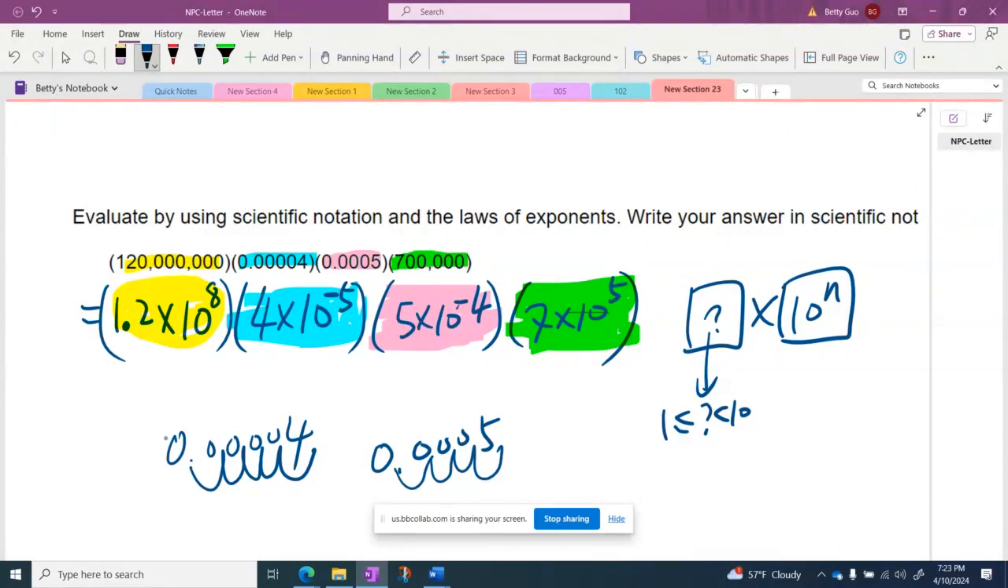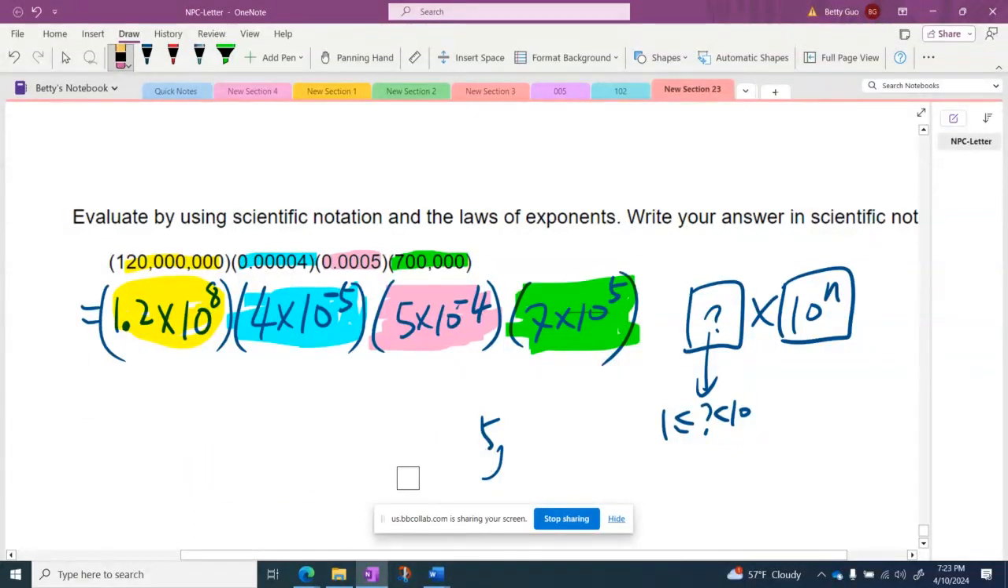Let's double check, because even just one tiny mistake, like counting wrong, the answer will be wrong. Here we have 1, 2, 3, 4, 5, 6, 7, 8, so power of 8 on the 10, 1.2. So this is 4 times 10 to the power negative 5, and this is 5 times 10 to the power negative 4. This is 7 times 10 to the power 5. Okay, everything looks fine.